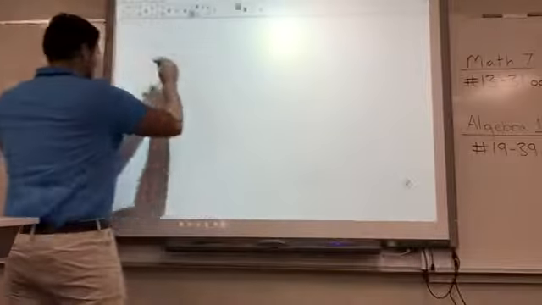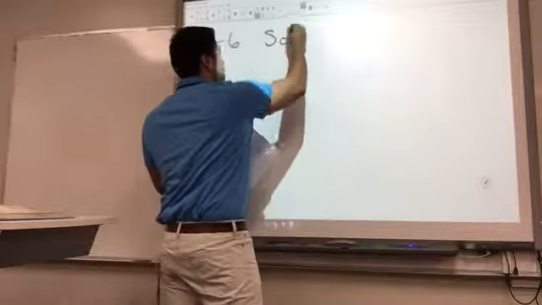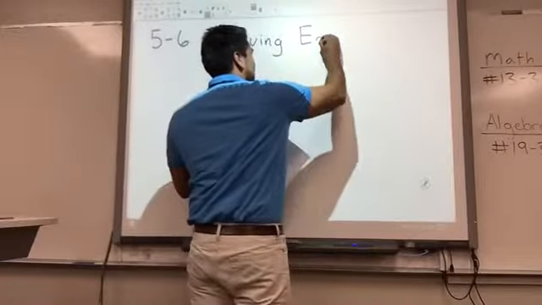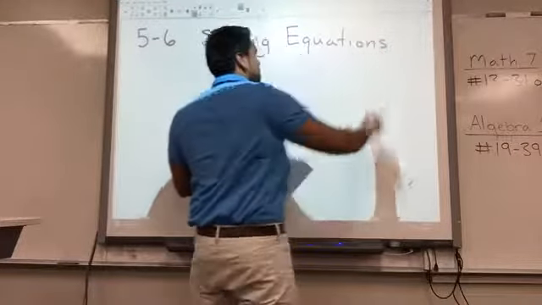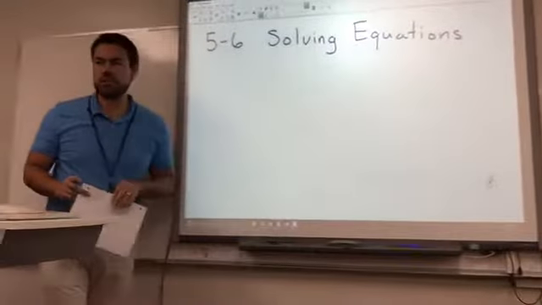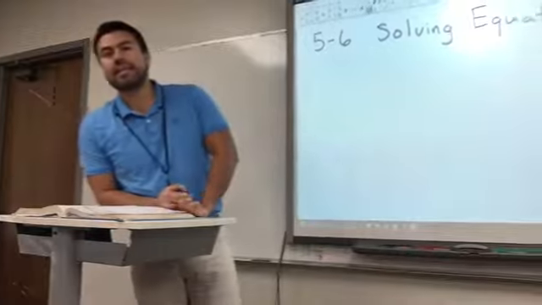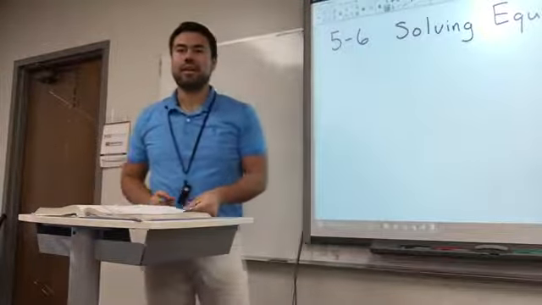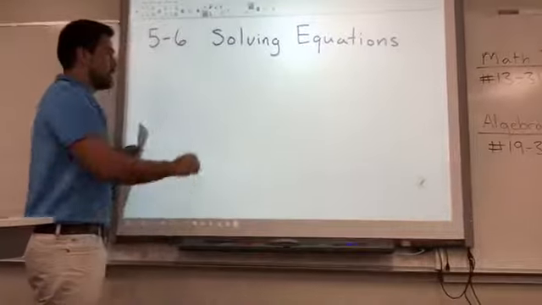All right, so today we're talking 5-6, and we're solving equations again. And when we're talking about equations, we're talking about expressions that have what kind of sign? An equal sign, all right? So equations have equal signs. If you don't have an equal sign, it's not an equation.